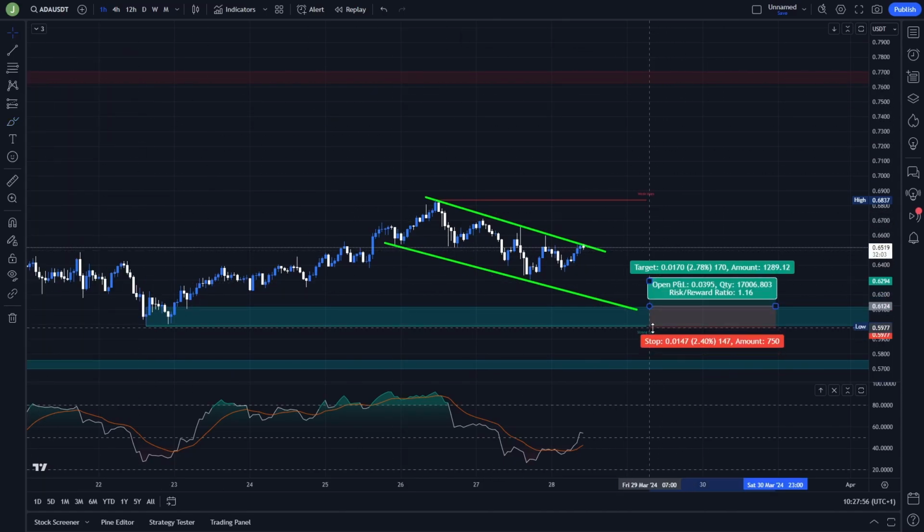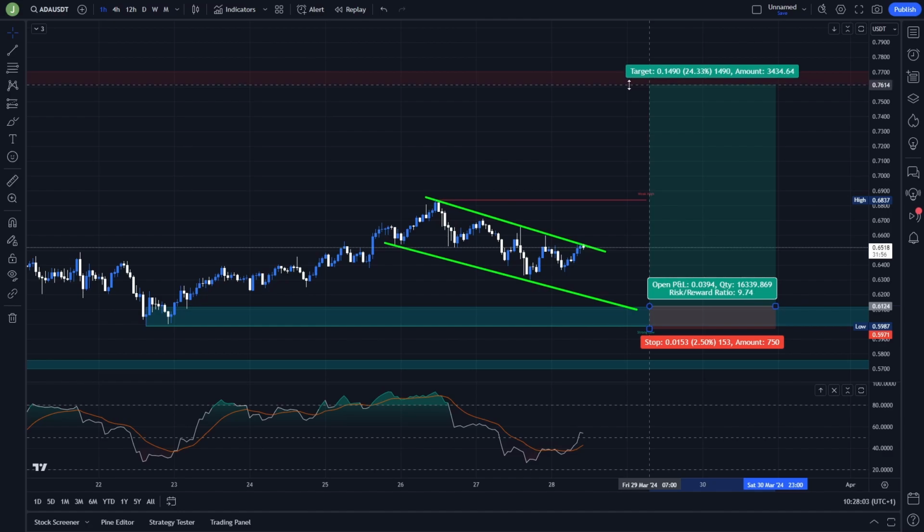Stop loss you can place just under this order block, so the potential stop loss will be around 2.5%, so it's safer than the previous long trade, and the last take profit target can remain the same as in the previous setup.